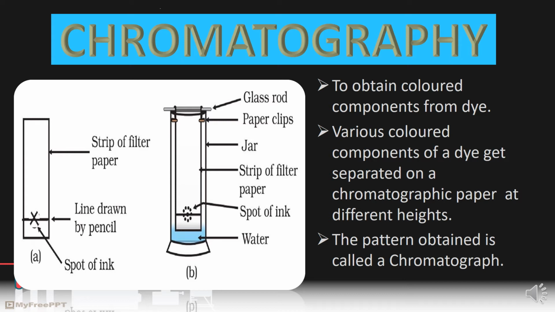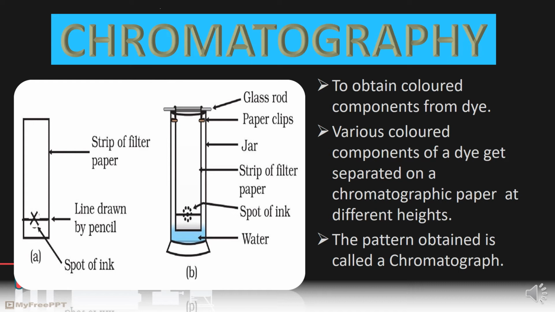But nowadays it is used for many different types of mixtures. And in this method, various color components of a natural or synthetic dye get separated on a chromatographic paper at different heights, and the pattern obtained is called a chromatograph. Here you can see how this activity is performed.